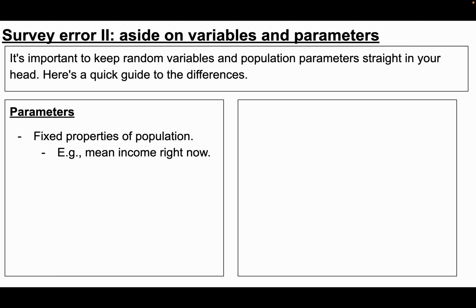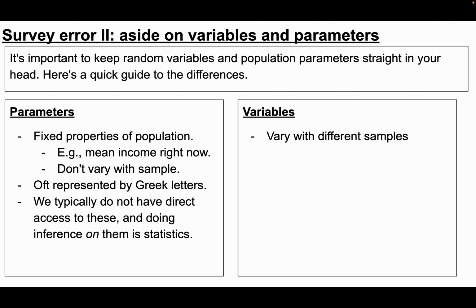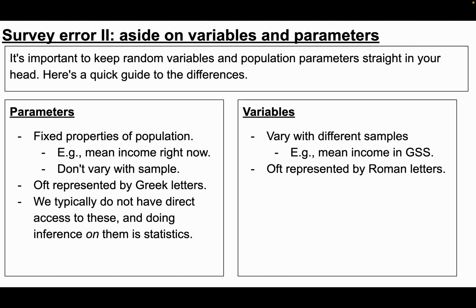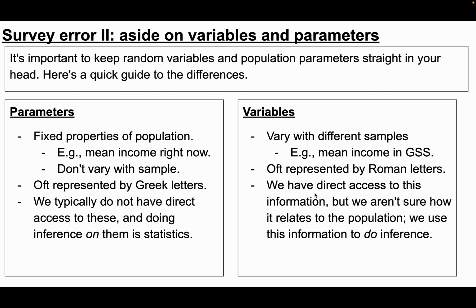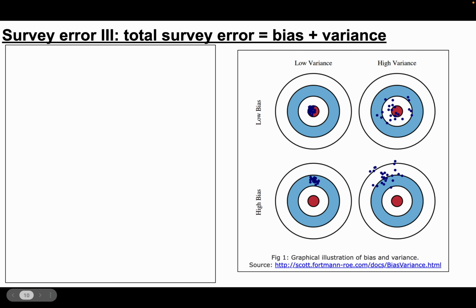When we see lowercase Roman letters, that typically refers to some realization, so some actual observed sample mean. With this we do have direct access, but the problem is that we aren't sure how it relates to the population. So we use this information to do inference. We're doing inference using sample properties to learn things about population properties.